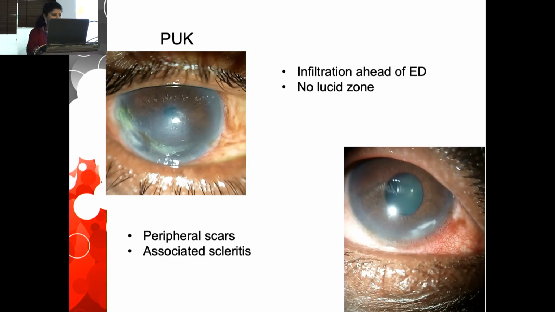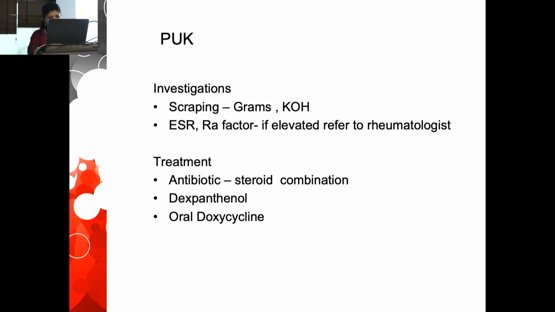PUK is always a confusing and tricky question. Some clues which help us in diagnosis are that infiltration will be ahead of the epithelial defect. If the patient presents quite early, there will be only infiltration, and it is in the later stage that the ED develops, and there will be no lucid interval. There will be a history of recurrence, peripheral scars, and associated scleritis can be seen. These are the clues which help us in diagnosis.